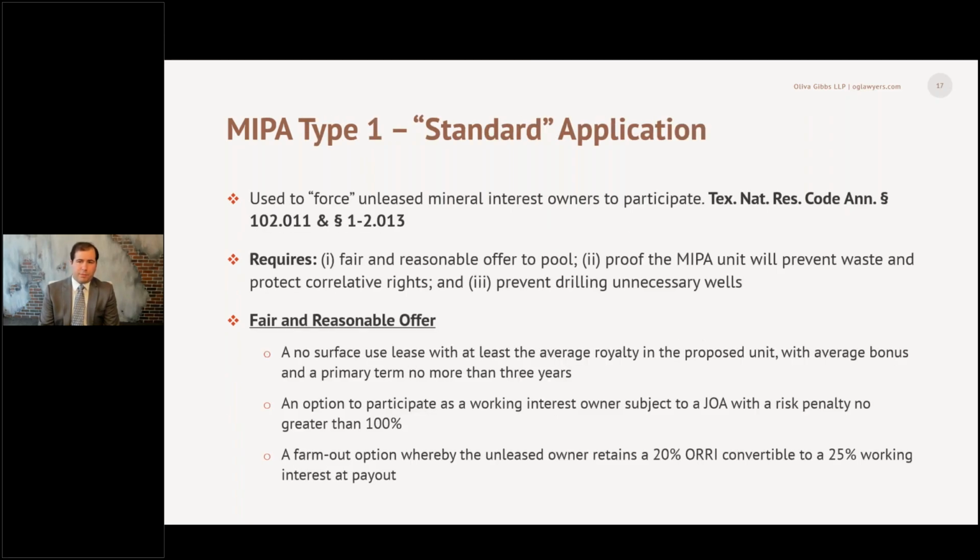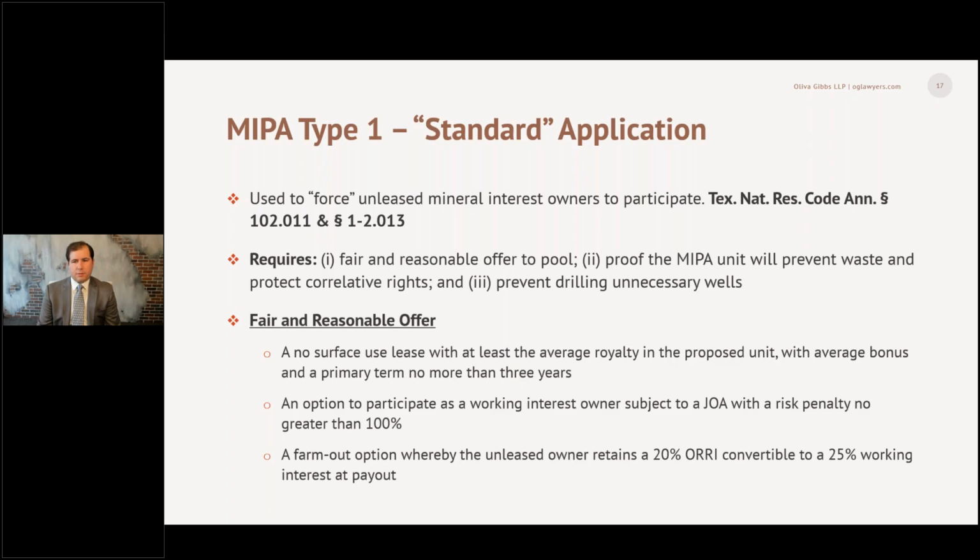So I mentioned there's 2 different types. The first type we'll be discussing is the standard application of MIPA. This is going to be the application generally made by an operator where they're trying to force an unleased mineral owner to participate. The requirements for this is you're going to have to prove, again, fair and reasonable offer to pool. You have to prove that the MIPA unit will prevent waste and protect correlative rights. And 3, that it's going to be used to prevent drilling unnecessary wells.